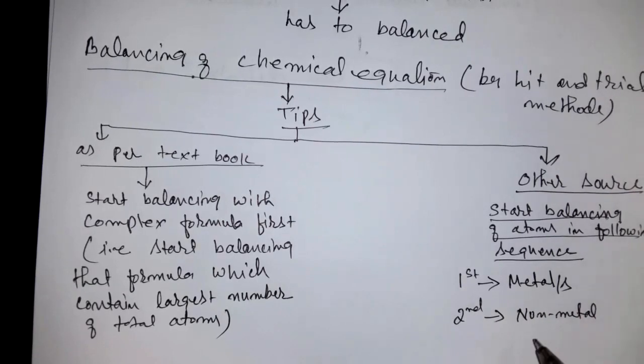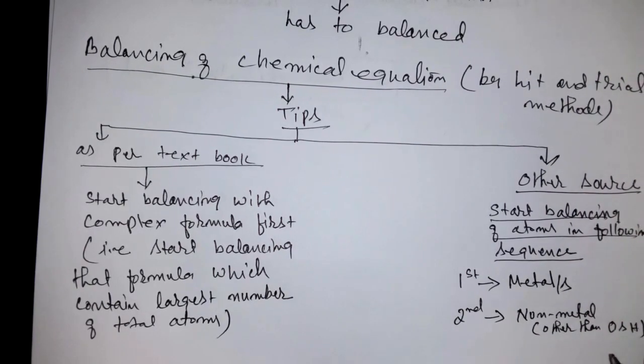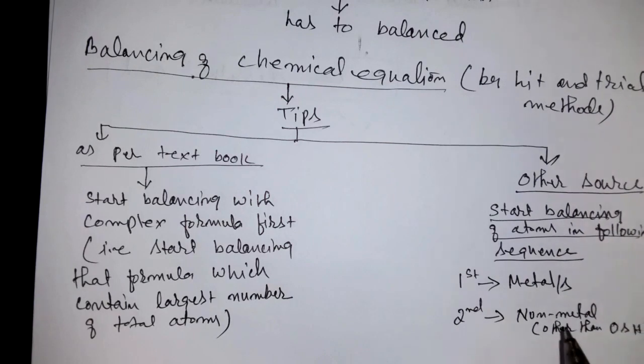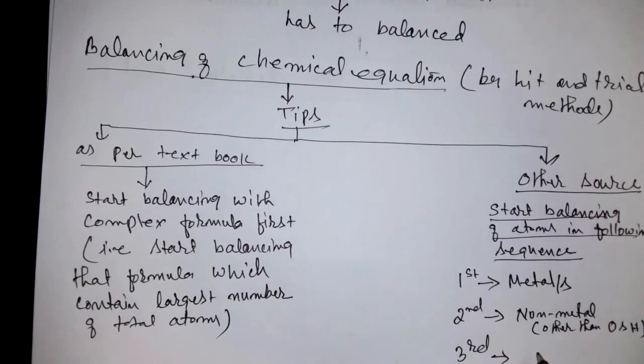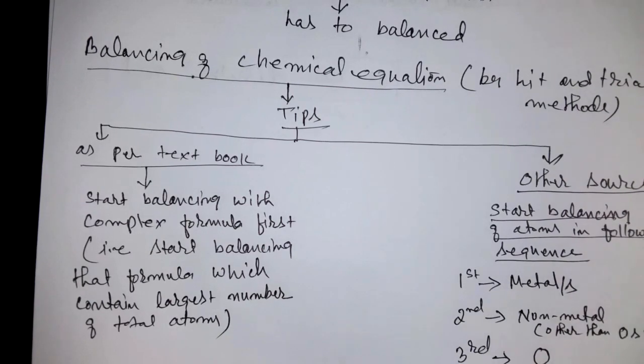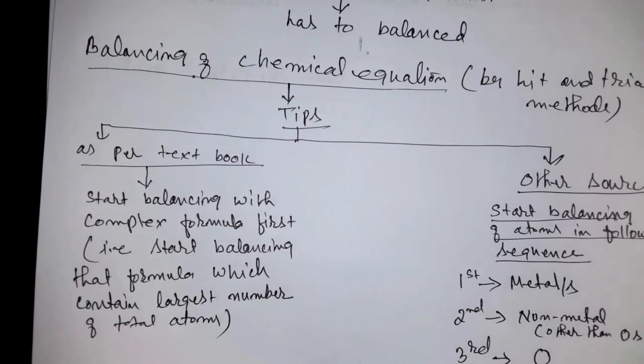Now when you do balancing of non-metals, the condition is non-metals other than O and H. So if there is any non-metal other than O and H, then that non-metal should be balanced in the second step. Then third step, you do balancing of oxygen if it is present in the equation. If not, go to the fourth step. In the fourth step, you do balancing of hydrogen if present in the equation.